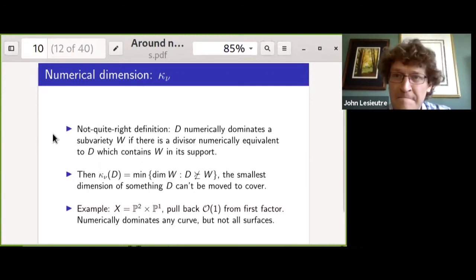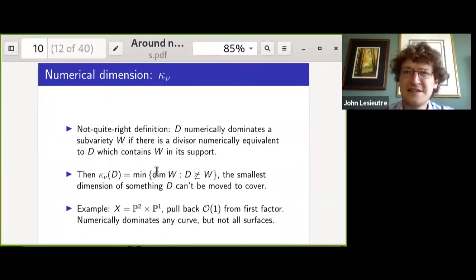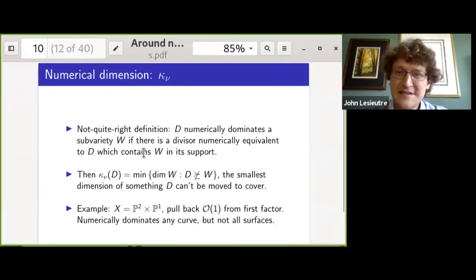So if this sounds intriguing to you, I encourage you to read Nakayama's book, where he actually uses this quite a bit. But roughly speaking, we say it numerically dominates a subvariety if you can move D to contain that subvariety. Then you could define the numerical dimension of D to be the minimum of the dimension of something that D doesn't numerically dominate.